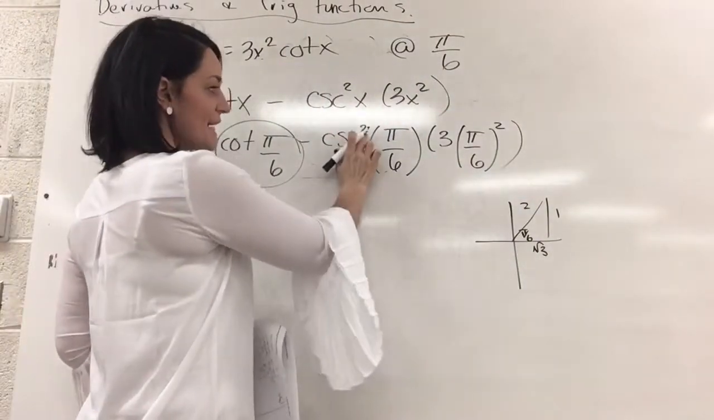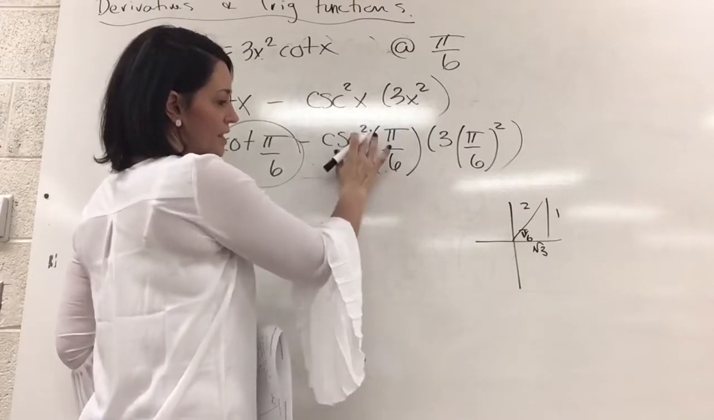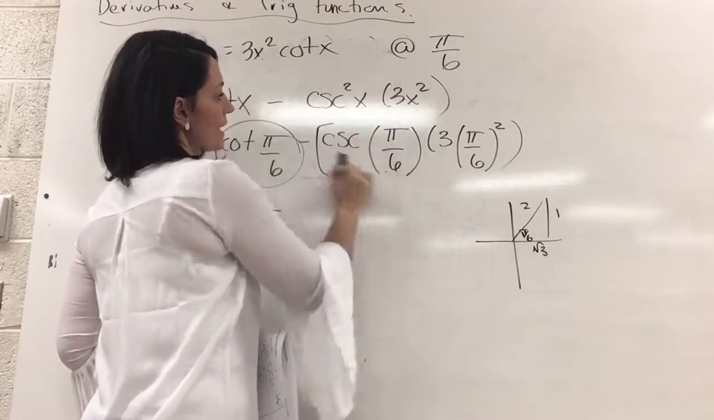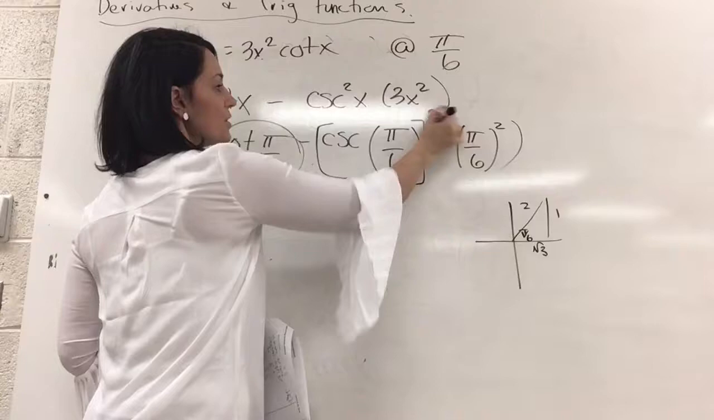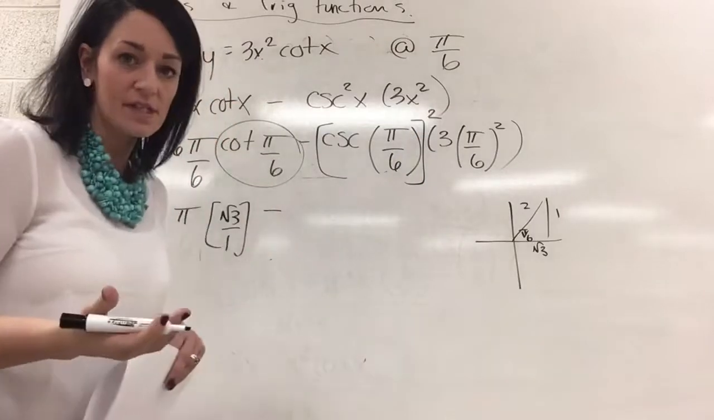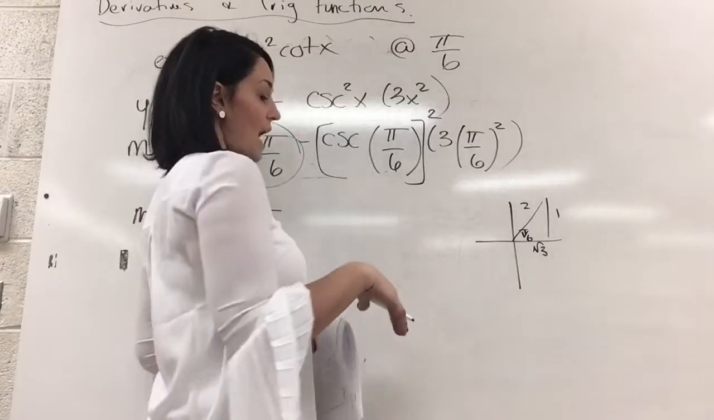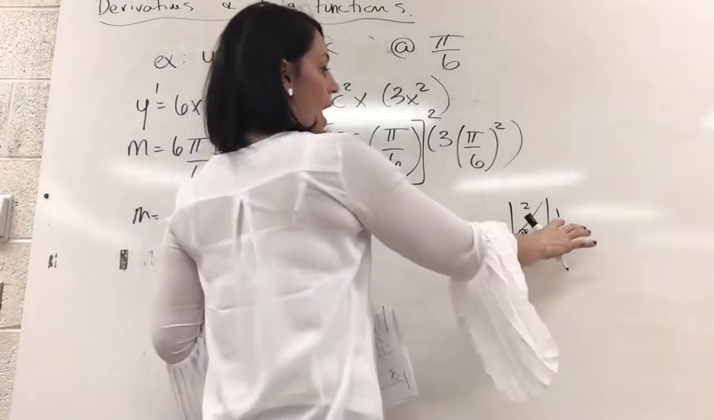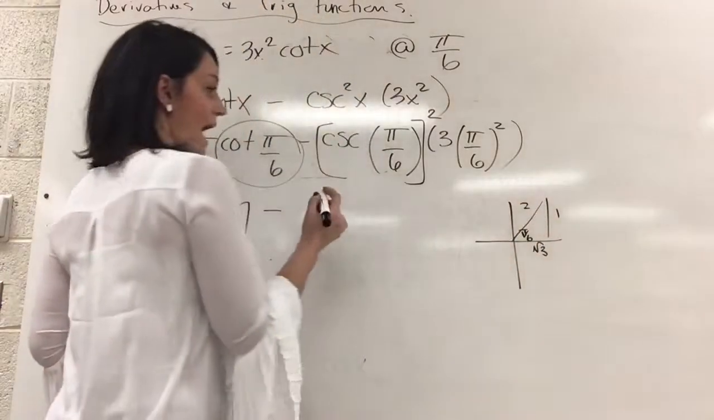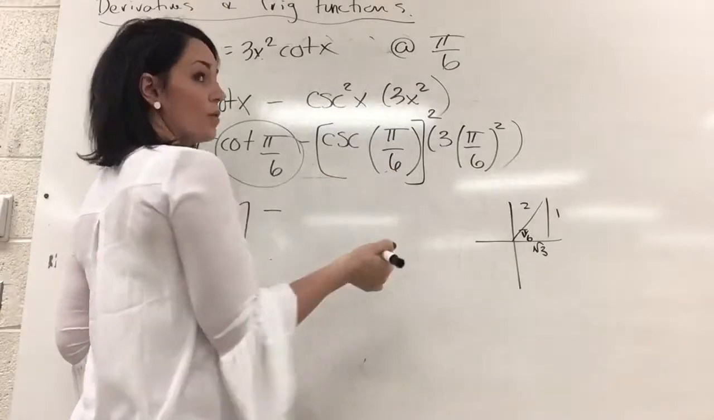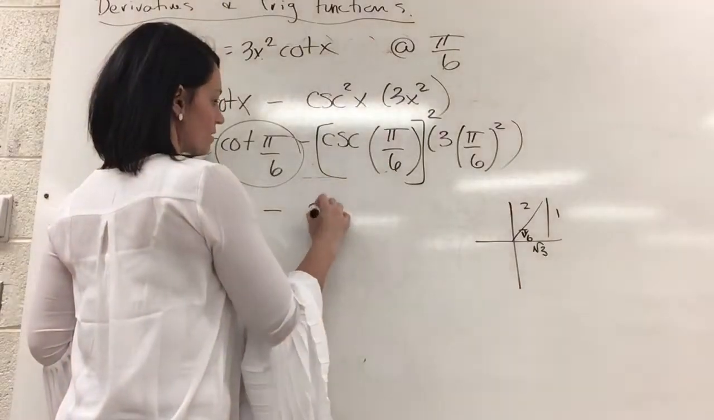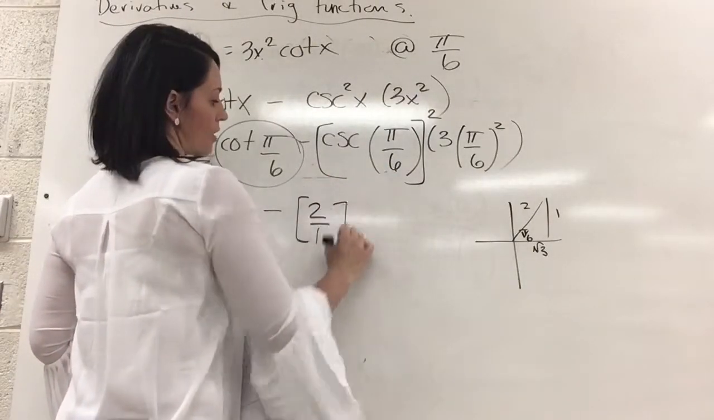Minus, okay, so cosecant squared of pi over 6. So this squared, we could also write it like this. What I need to do first is figure out what cosecant of pi over 6 is and then square that. Cosecant is the reciprocal of sine, and sine is y over r, so it's a half. So it's 2 over 1, and that's all squared.